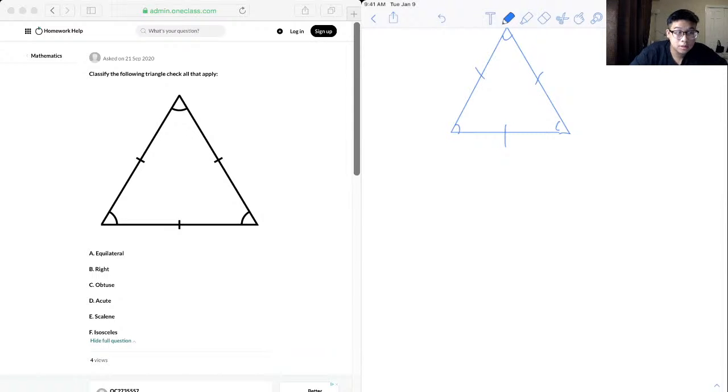Okay, so let's write down the choices. The first one is equilateral. Second one will be right. Third one will be obtuse. D is acute. E is scalene. And F is isosceles.